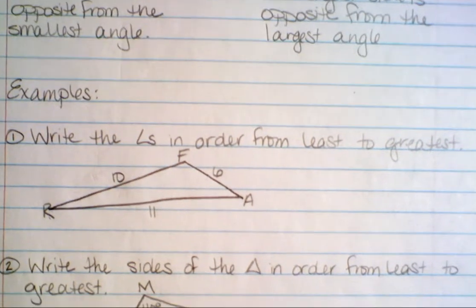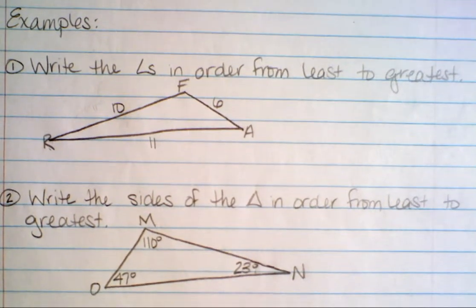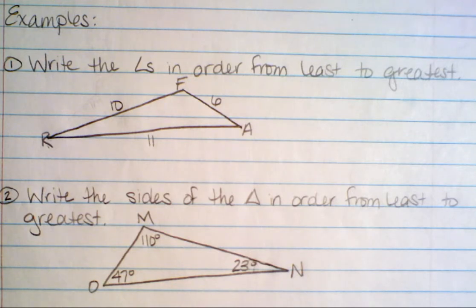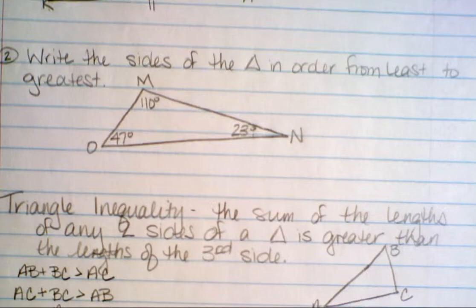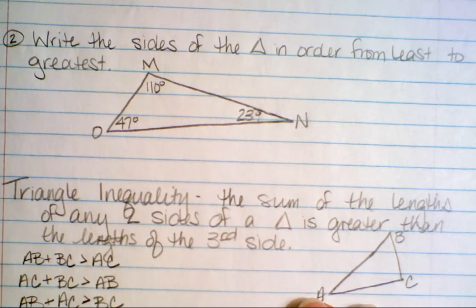All right, so now here's example number 2. I want you to write the sides of the triangle in order from least to greatest. So now I'm giving you the angle measurements, and you have to figure out which is the shortest side, which is the middle side, and which one's the longest side. That you should be able to figure out. Okay, now I will tell you that this gets a little bit difficult here with triangle inequality.